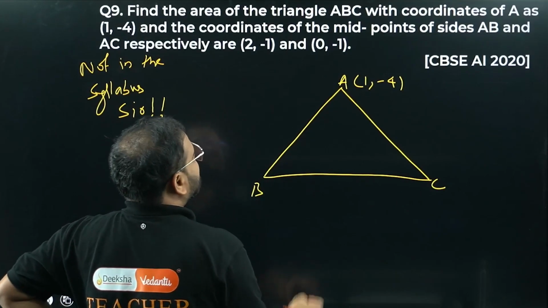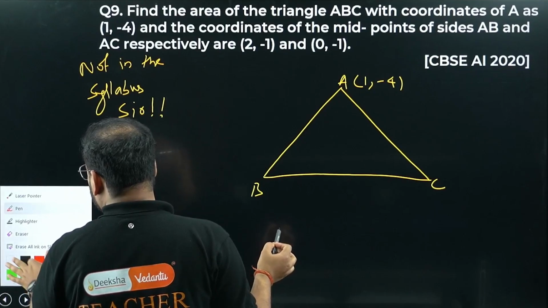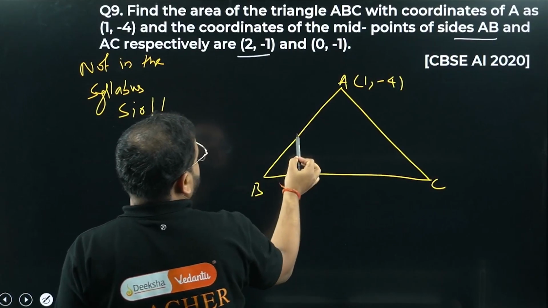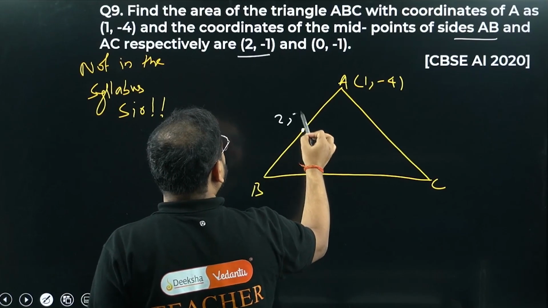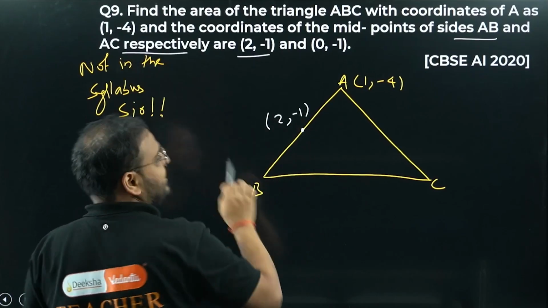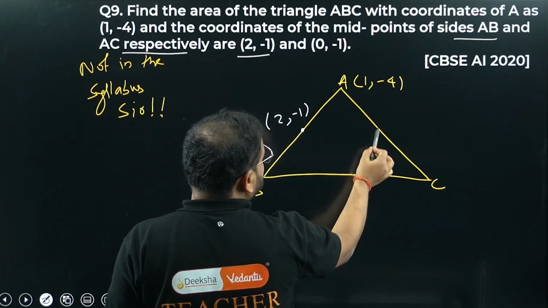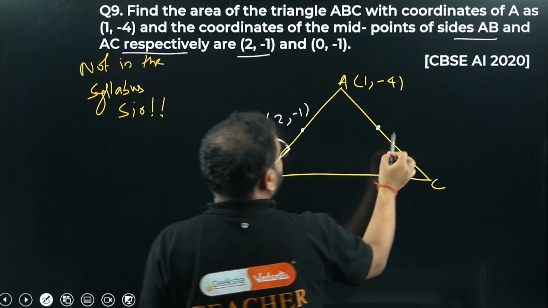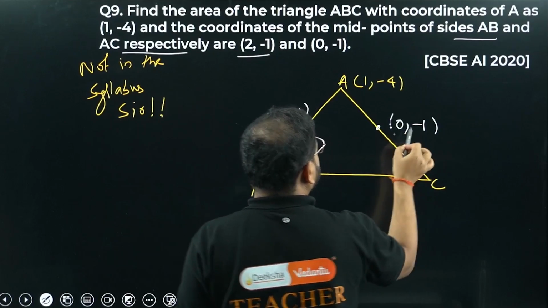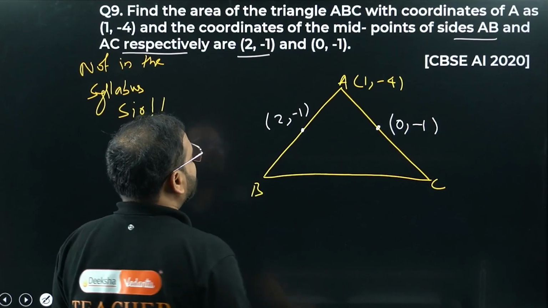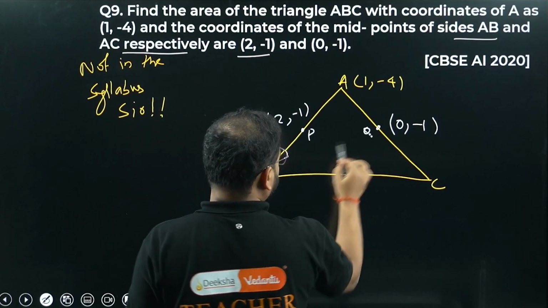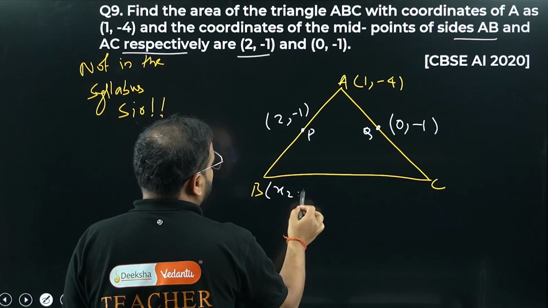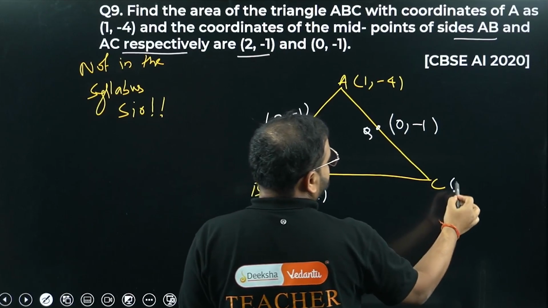ABC. So they are saying the midpoint of the side AB is (2, -1). How come (2, -1), sir? Because they said respectively, in that order. And for side AC, the midpoint is (0, -1). Let's call these midpoints P and Q. What about point B? Let's call it (x2, y2), and this to be (x3, y3).